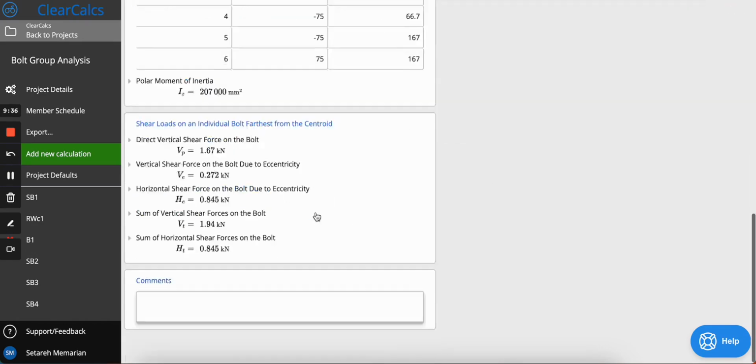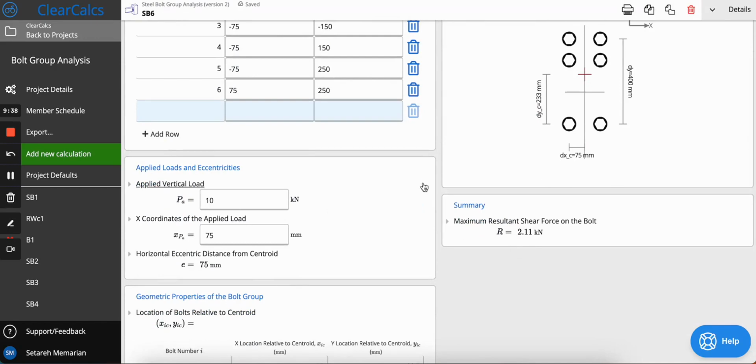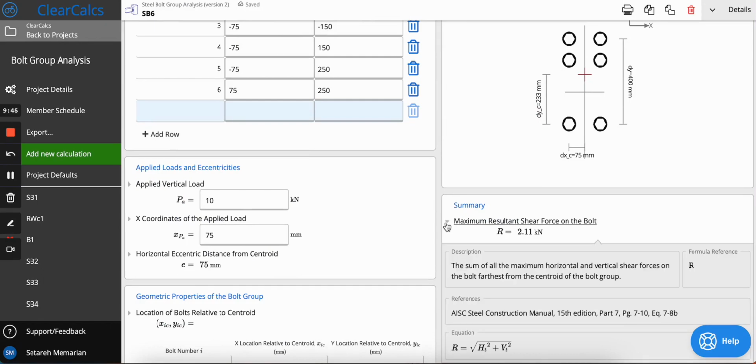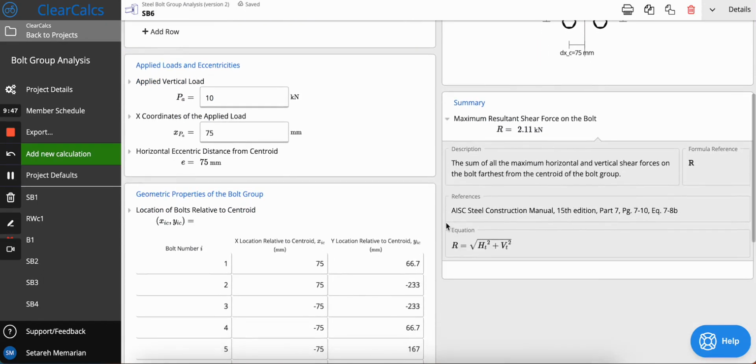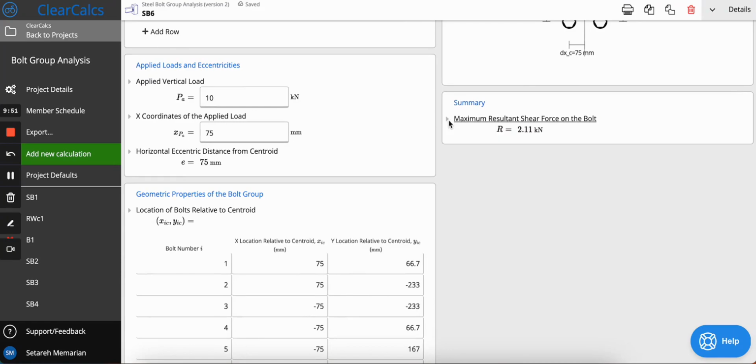After all of these things are calculated, if you move up, in the summary section, you're going to see the maximum resultant shear force, which is the vector summation of your vertical and your horizontal forces that we calculated in the past section.